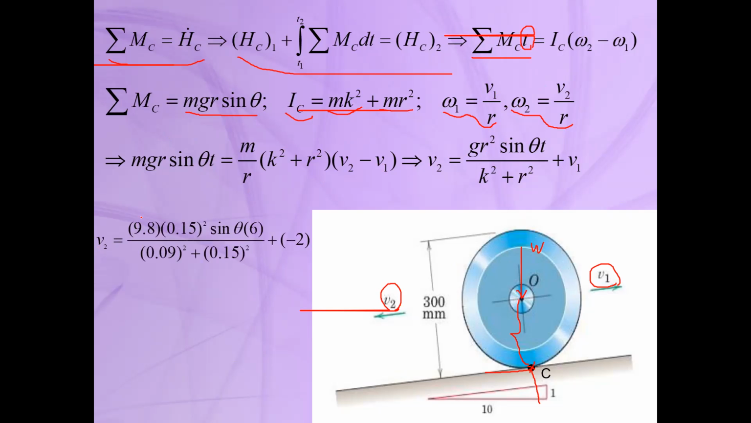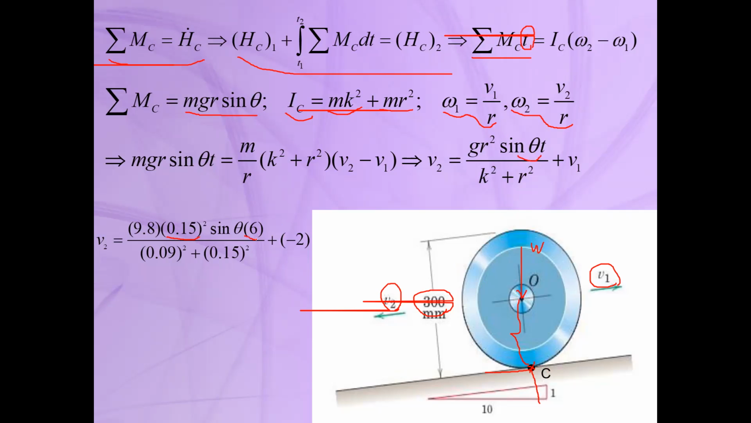Here, we can substitute the numerical values. R is the radius of this wheel, which has a diameter of 300 millimeters. So the radius is 300 divided by 2, or 150, which is equal to 0.15 meters. Theta, here we have a 10% incline, so theta is the tangent inverse of 1 divided by 10.